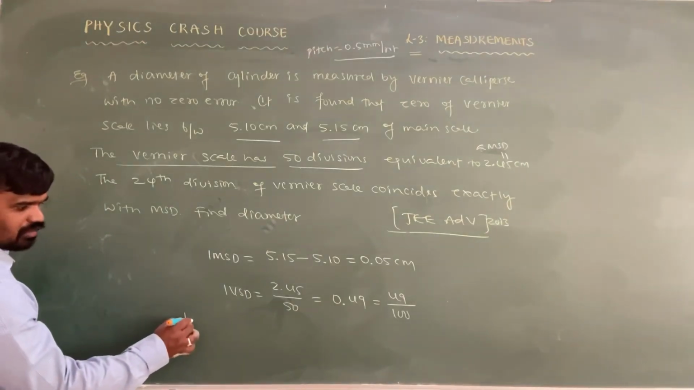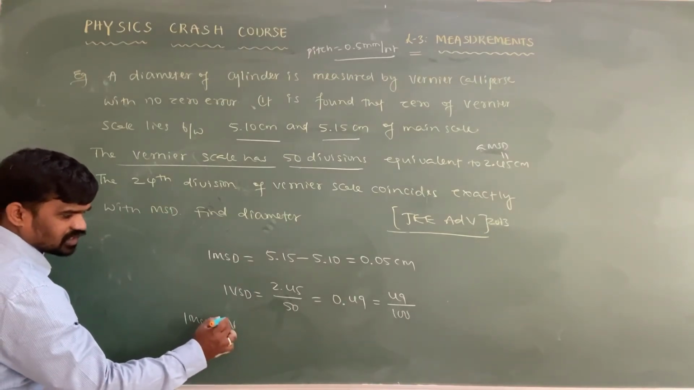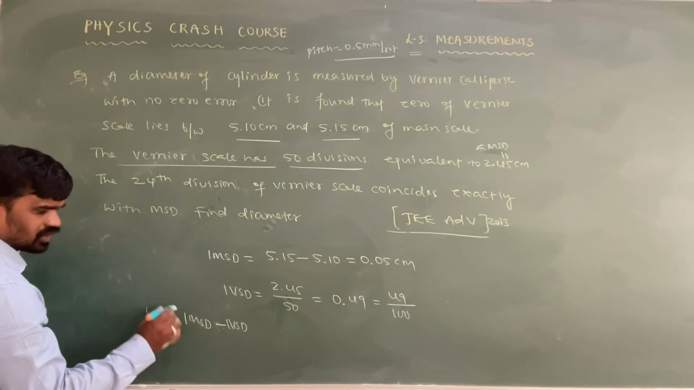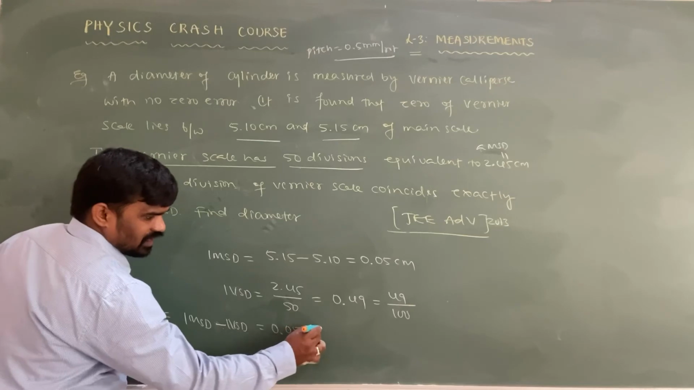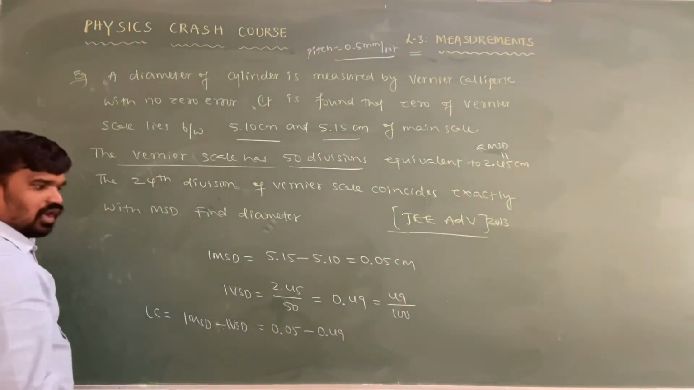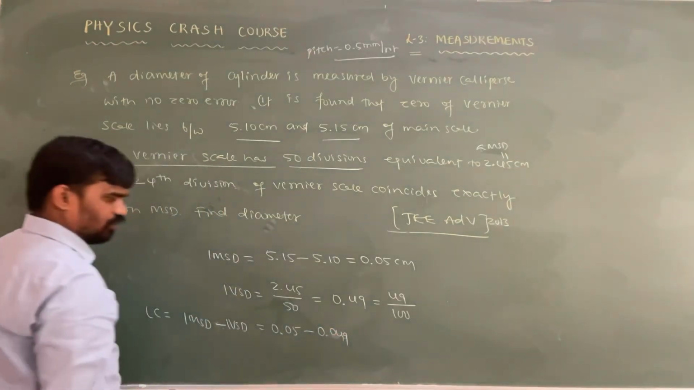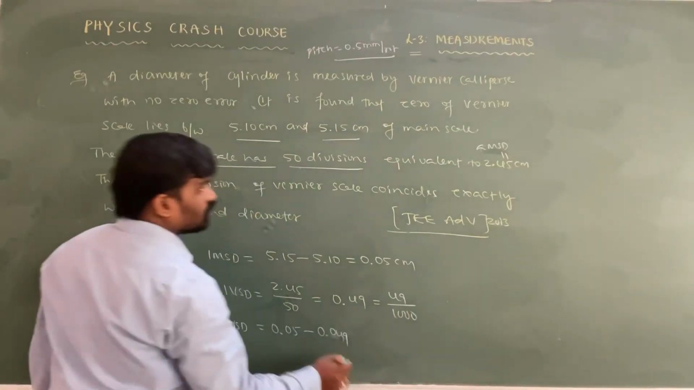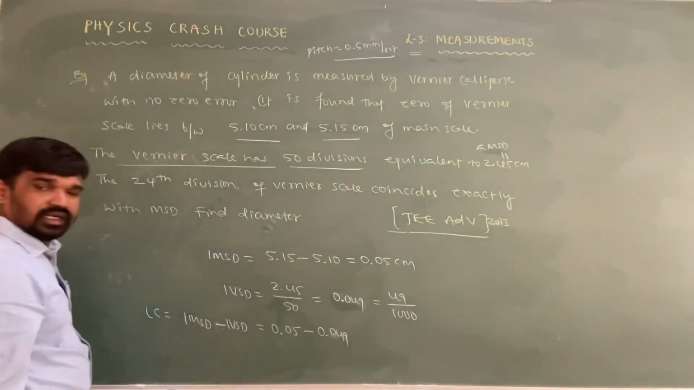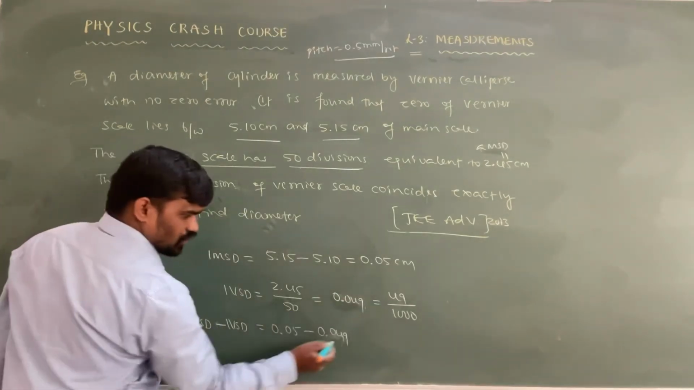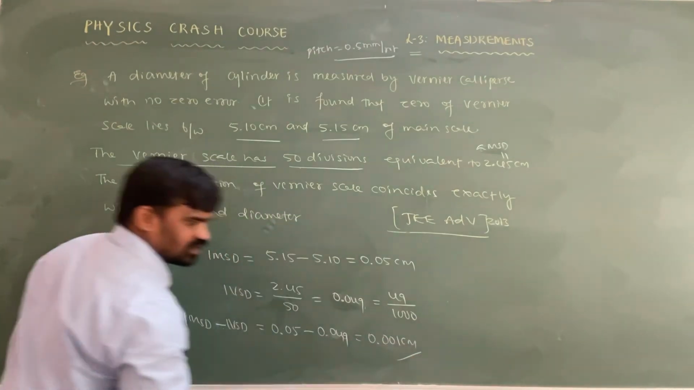So next, 1 MSD minus 1 VSD is equal to the least count. 1 MSD is 0.05 minus 0.049, which you get as 0.001. So 0.001 centimeter is the least count.